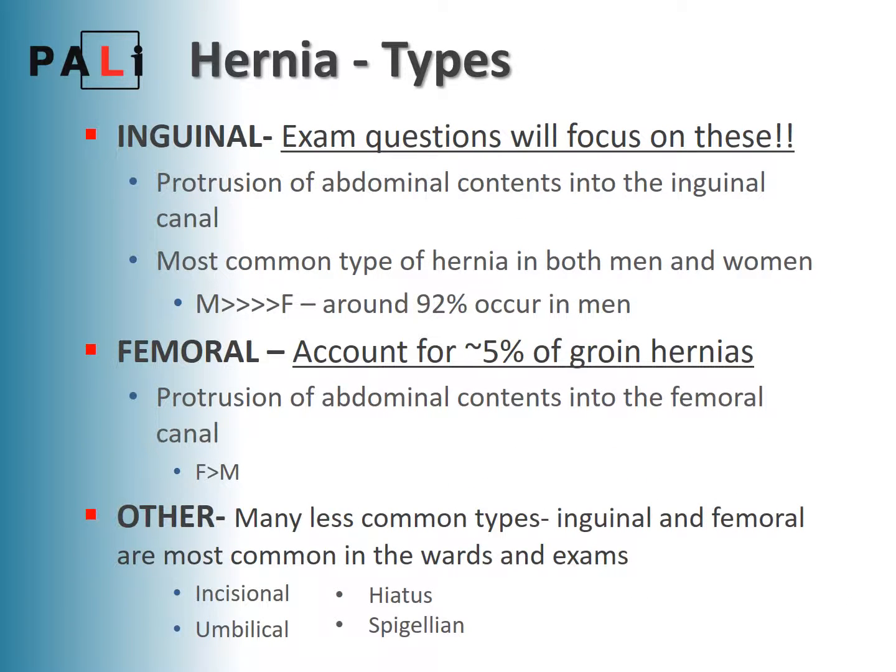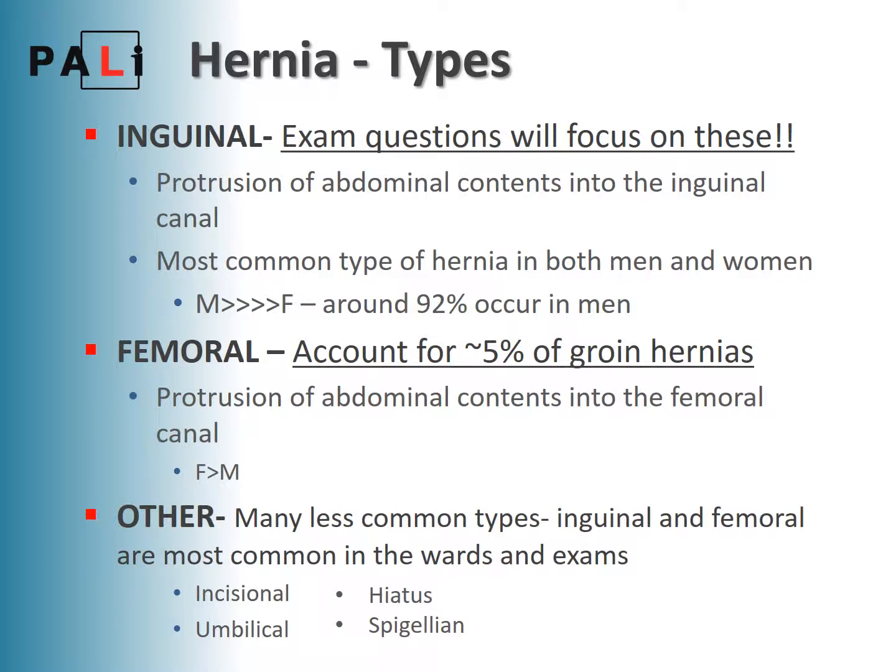There's lots of different types of hernia, with inguinal hernia being the most common type you'll come across in an exam setting. These are the protrusion of abdominal contents into the inguinal canal, and they're the most common type of hernia in both men and women. However, they're much more common in men than they are in women, with around 92% of the total occurring in them.